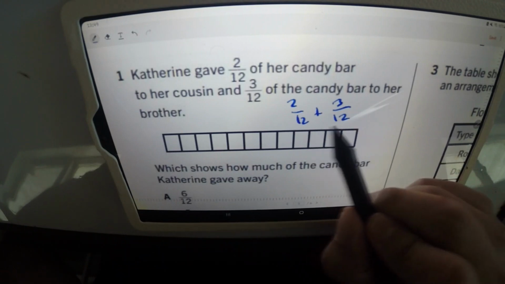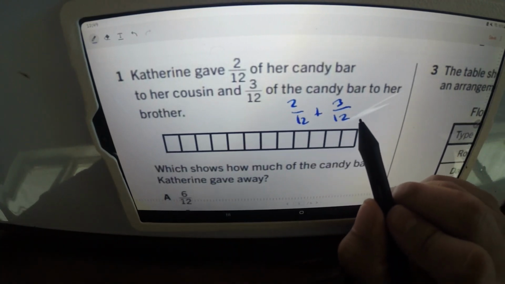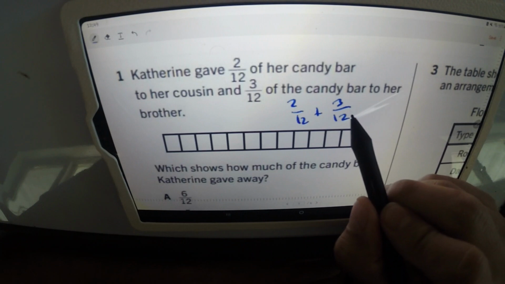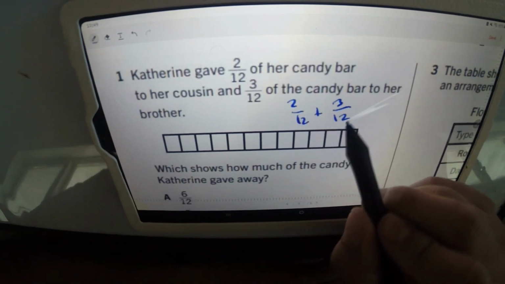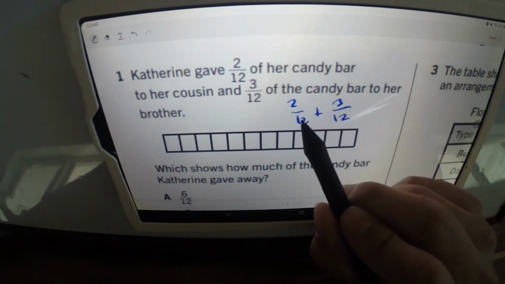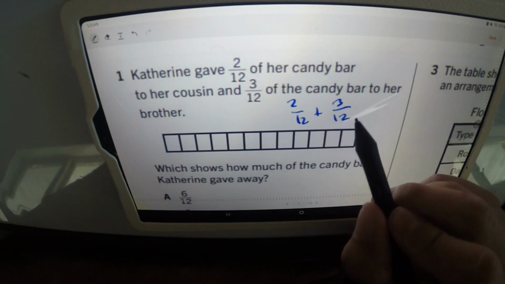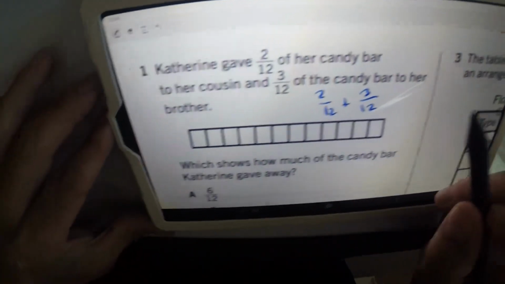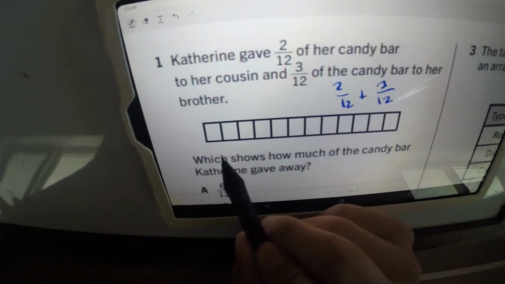See, the denominators are the same, the 12. The bottom number, that's the denominator. It has to be the same. And all we're doing is just adding the top number, the numerator. So all we have to do is 2 plus 3, and we know what 2 plus 3 is. It equals 5.